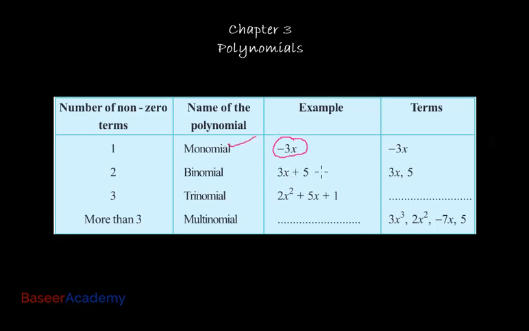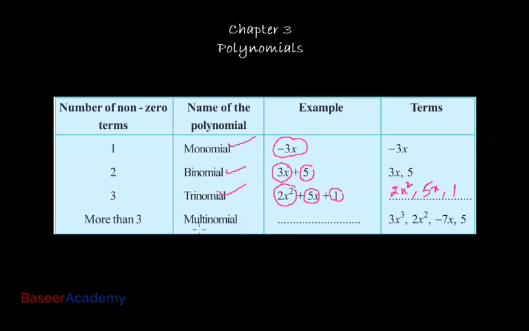Now if you see 3x plus 5, how many terms are here? 3x is one term, after plus, 5 is the second term. So plus is separating these two terms, 3x and 5. Two terms are there, so this would be termed as a binomial. Now in the third one, how many terms are there? Three terms are there. 2x square is my first term, after plus, 5x is my second term, after plus, 1 is my third term. Since it has three terms, it can be named as a trinomial. Tri means three.